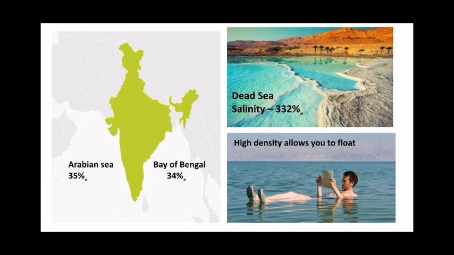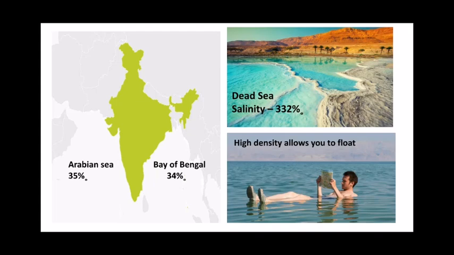Now children, you can see the map of India, right? So in India, we have some neighboring water bodies like the Arabian Sea and the Bay of Bengal. Now children, if you can see here, the salinity in the Arabian Sea is around 35 parts per thousand, whereas in the Bay of Bengal, it is around 34 parts per thousand.